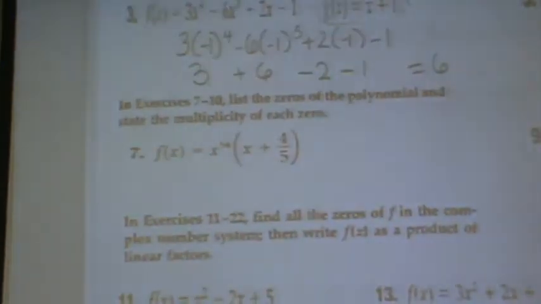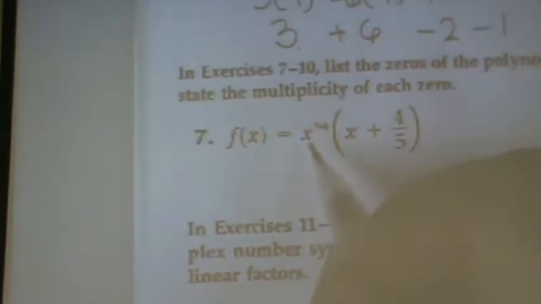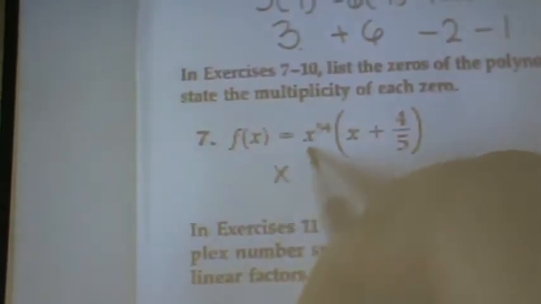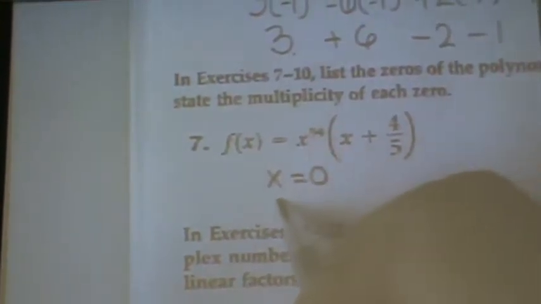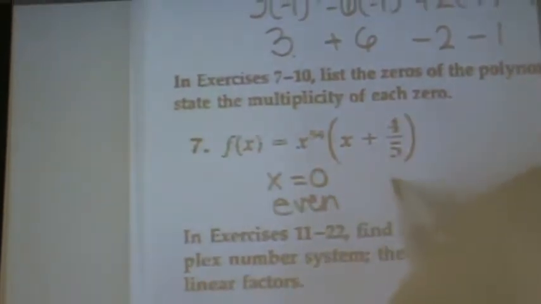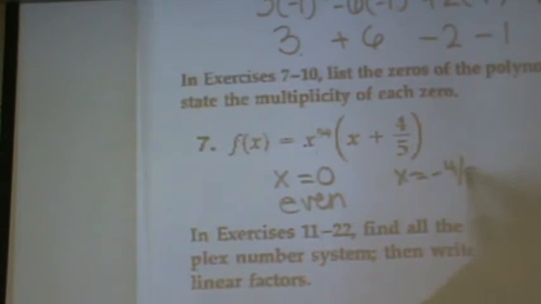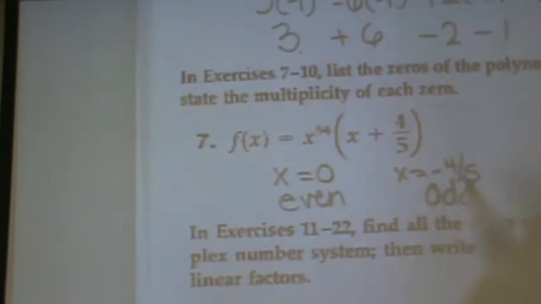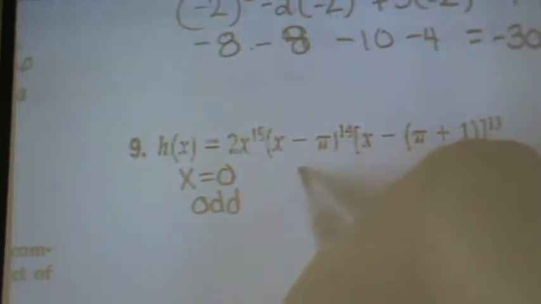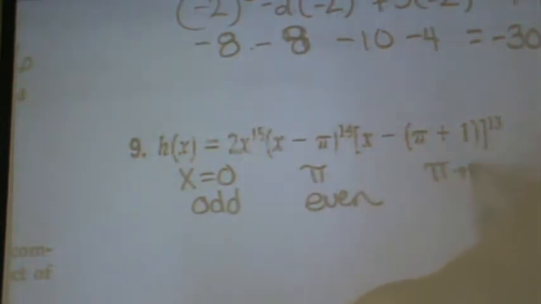The next set. They're asking you to list the zeros. So the zero for this problem, this says x to the 54th power. So you set each of these equal to 0, so 0 is your zero, and that has a multiplicity that's even. And this one is negative 4/5, and that is odd. Number 9, we have 3 zeros, x is 0, and it's to the 15th power, so that's odd. The zero here is pi, and that's even. And then pi plus 1, and that is odd.